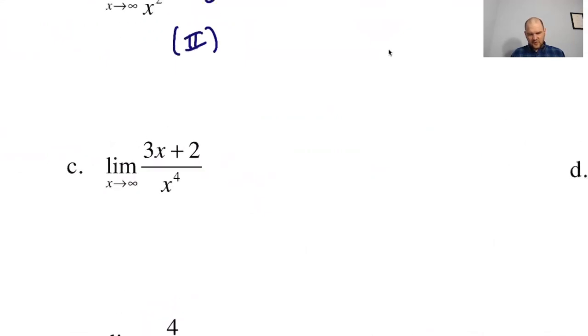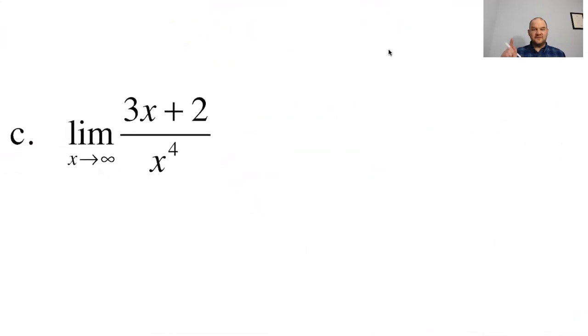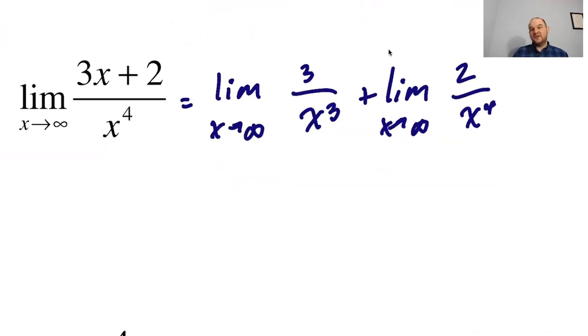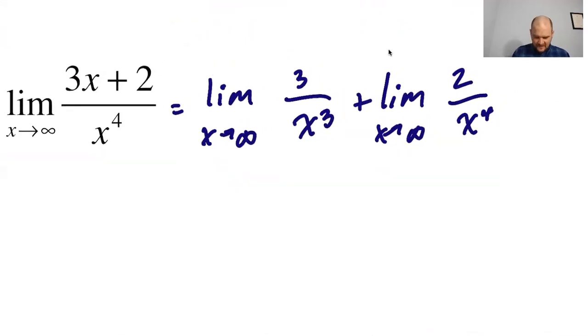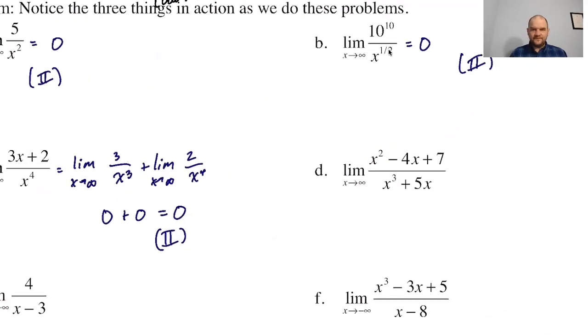All right, now here's one where we want to do a little bit of work. You probably don't want to do the work, but you're going to do it because you're going to do outstanding work on everything that you do. We're going to break this up into the limit as x approaches infinity of 3 over x cubed plus the limit as x approaches infinity of 2 over x to the 4th. Both of those are thing 2. And so we're going to get 0 plus 0 equals 0, again by thing 2, which you don't really need to keep pointing out, but I keep pointing out.